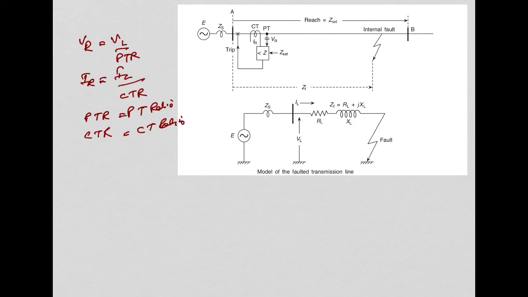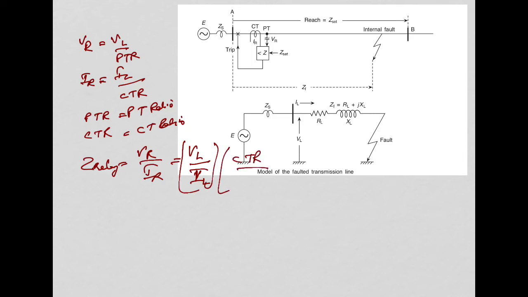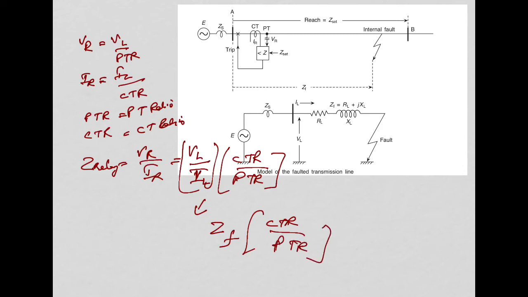Now, Z relay equals VR by IR, which we have already calculated. Substituting the values of VR and IR, it is VL divided by IL into CTR by PTR. We know that VL by IL is ZF, the fault impedance. So finally, Z relay is ZF into CTR by PTR.